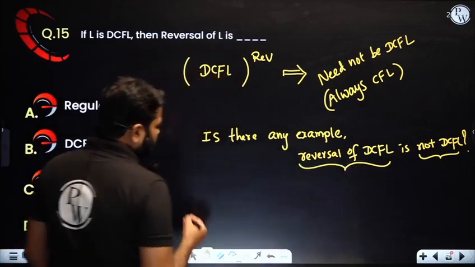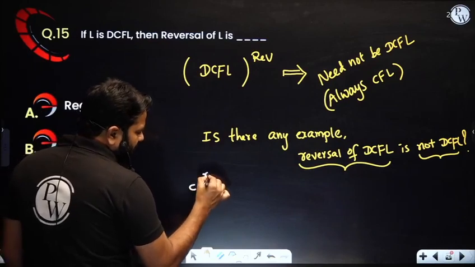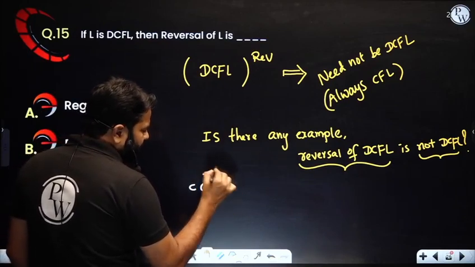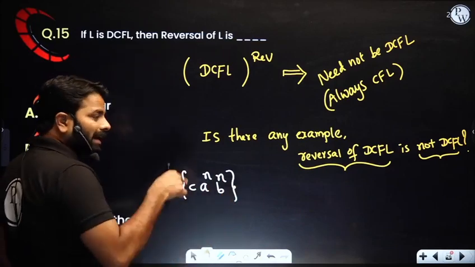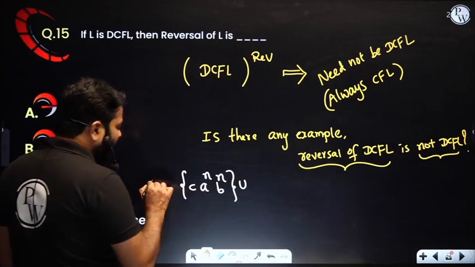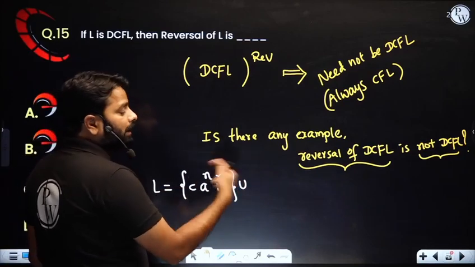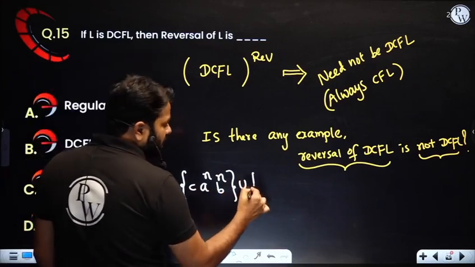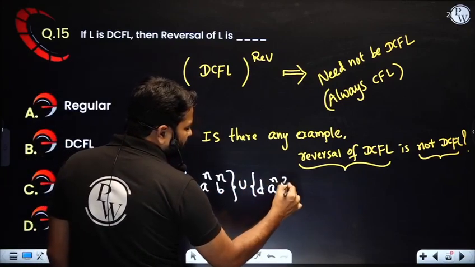Look at this, I am keeping C in the beginning. This is very simple: C, A power n, B power n. This is one type of string in the language, and the other type of string is in the same language. It is one L only, don't assume two languages. There are two types of strings in the same language. The other one has a D: D, A power n, B power 2n.